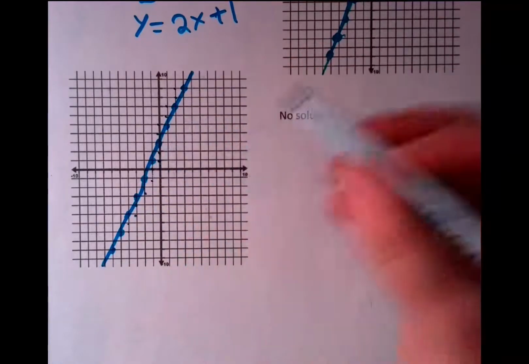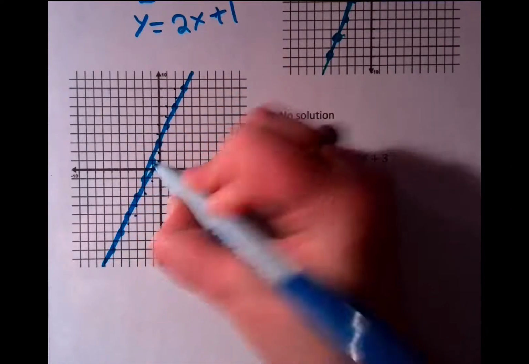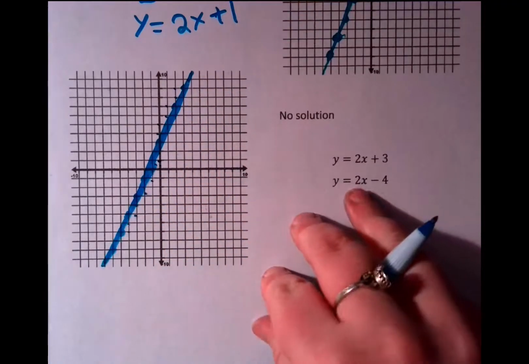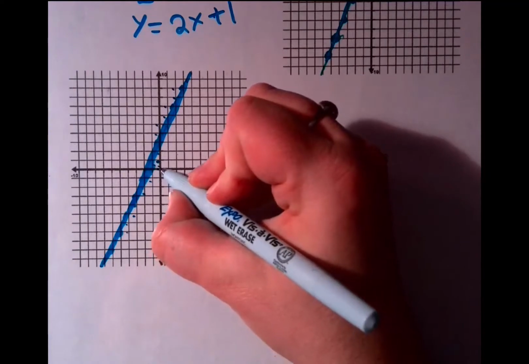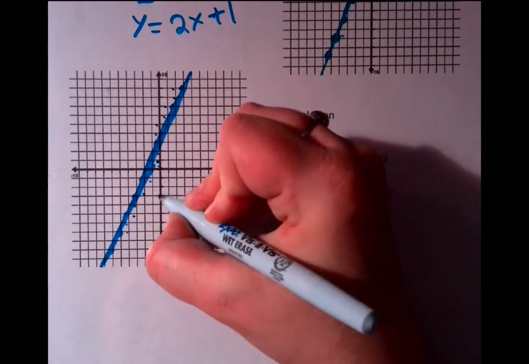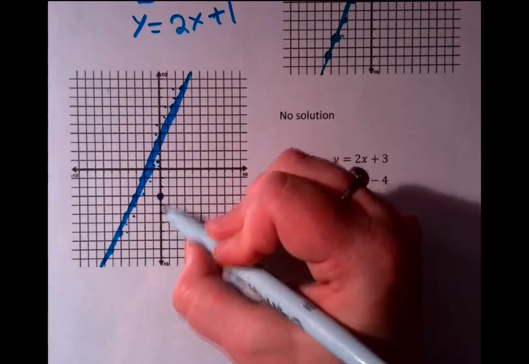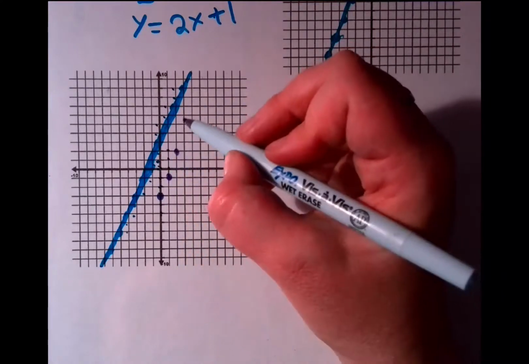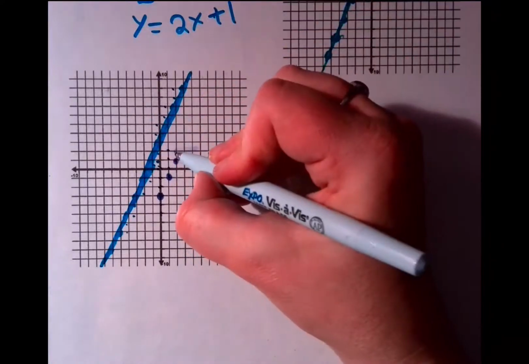My line's a little bit crooked. That's what I get for trying to freehand this. Let's look at the second one. Go up 2, right 1. 2 is 3. It should have been right there. Miscounted.